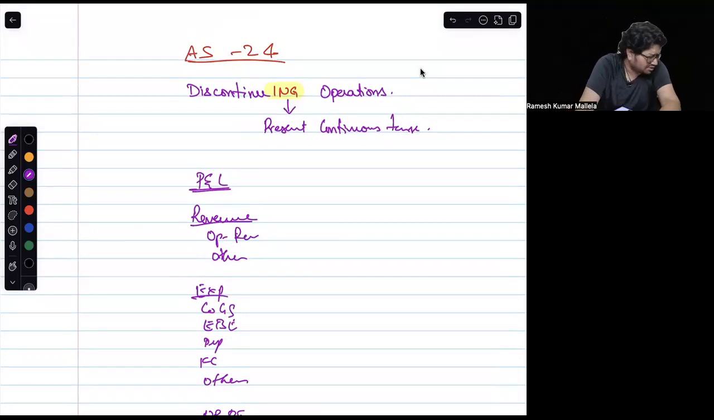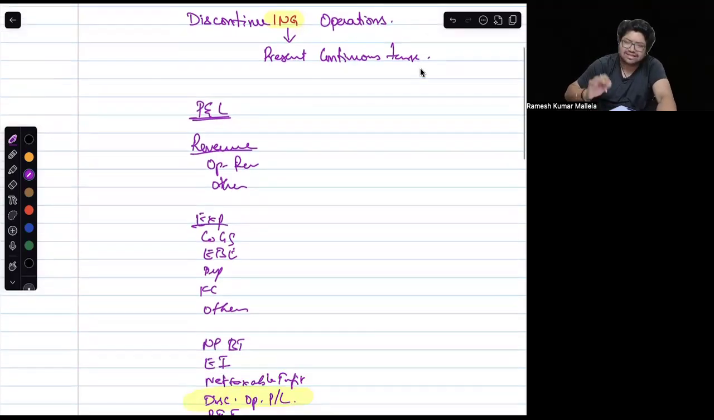Now, having said about this, the moment you call it a discontinuing operation, when will you actually call it a discontinuing operation? Is it when the management has presented about the discontinuance, or the board has approved it for discontinuance? When should we start doing this presentation?